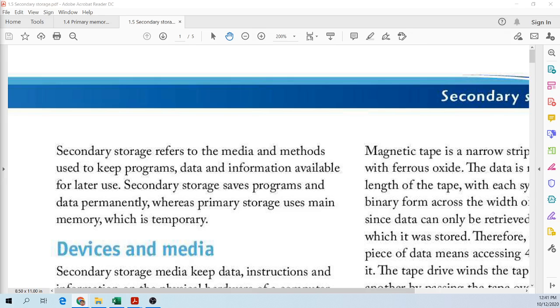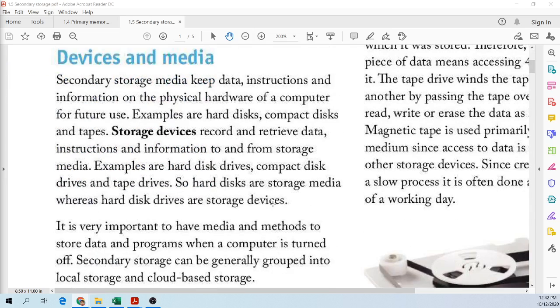So DVD, CD, Blu-ray Disc. Sajid mentioned flash drive and memory card. Floppy disk, very good. Those are all examples of secondary storage, because they store data permanently. They don't need any power or electricity in order to store that data.